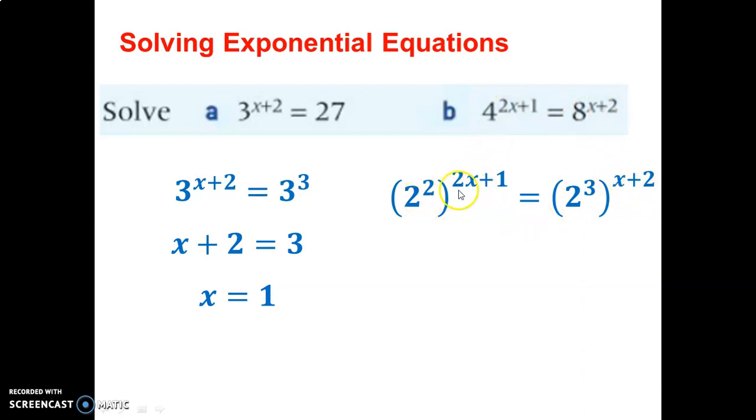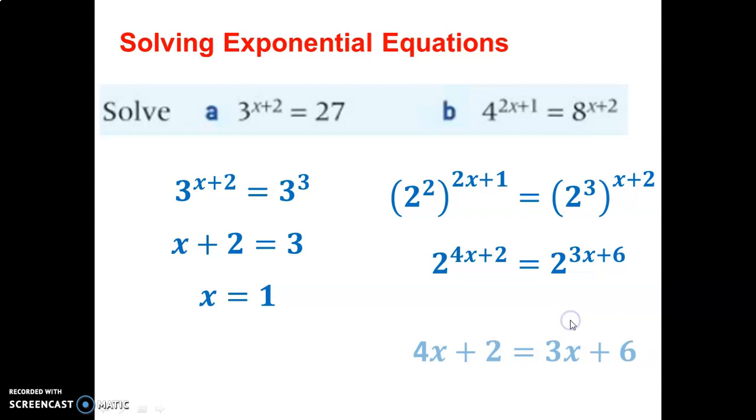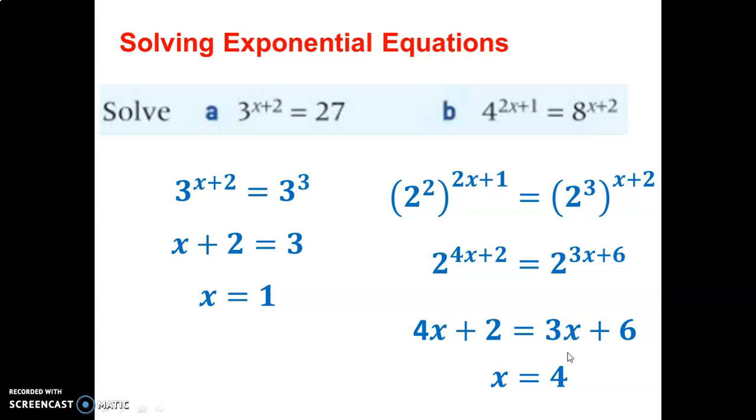So this, by the rule of parentheses and exponents, we're going to multiply 2 times this, and over here we're going to do 3 times that. And remember to do 2 times all of this. So you should have now 2 to the power 4x plus 2 when that was multiplied, and equals 2 to the power 3x plus 6 when this was multiplied. And again, we have the same situation as here. We have a common base, 2 and 2. So if 2 to some power equals 2 to some power, then those two powers must be equal. So 4x plus 2 equals 3x plus 6. And if you work that out, you get x equals 4.